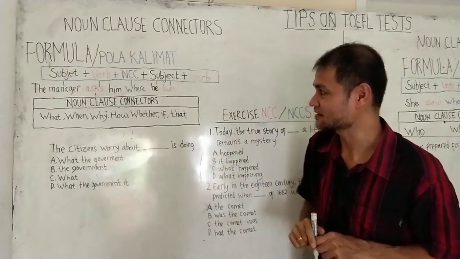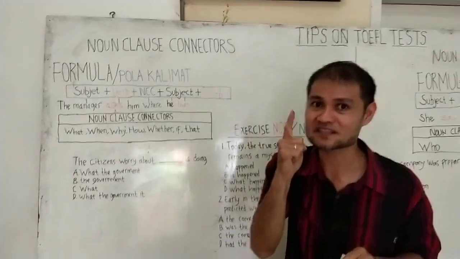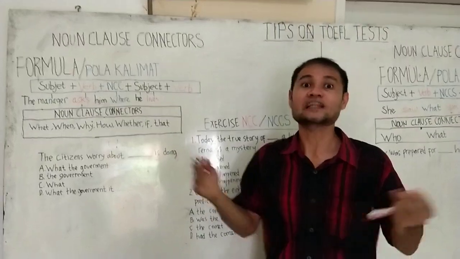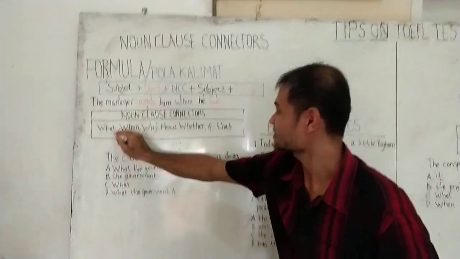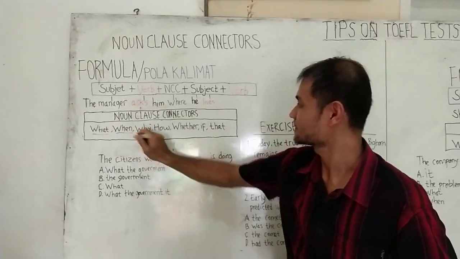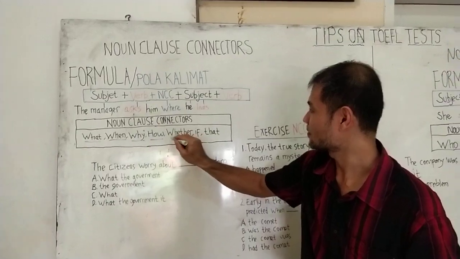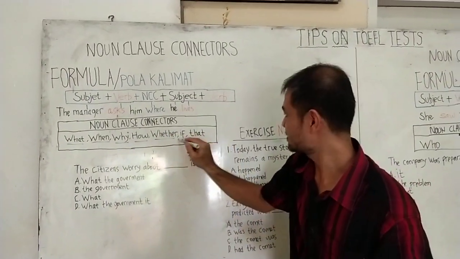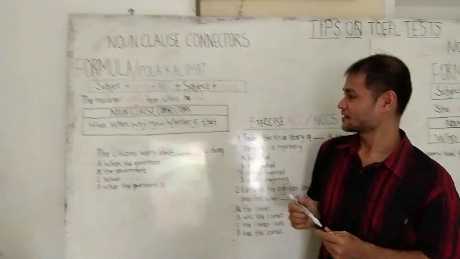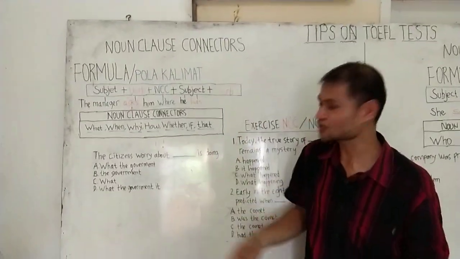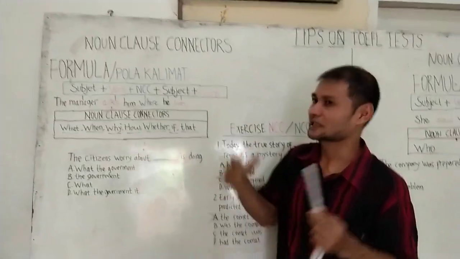Pay attention. There are some noun clause connectors that you must keep in your mind. What are they? They are what, when, why, how, whether, if, and that. Okay, let's come to the example for this formula.